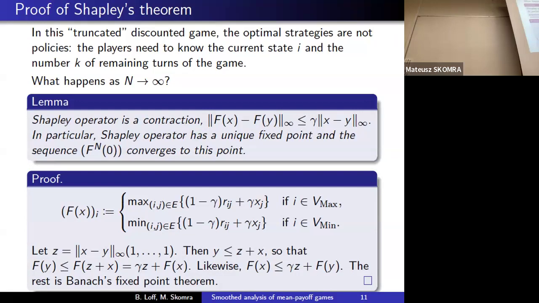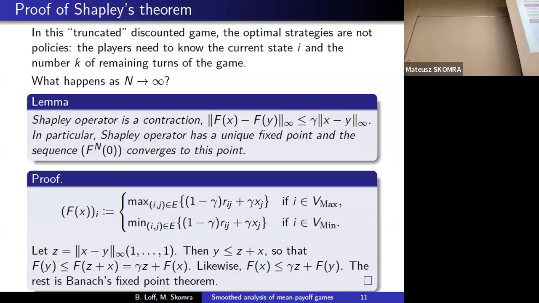If you are interested in the details of the proof, this is a very clever proof. Basically, if you take this number and multiply this vector by this number, it's a vector which has this number in every coordinate. And if you take two points x and y, then y is smaller than x plus z, right? Because you take the difference between them and you add it to x, so it's higher than y. So this point is higher than this point.